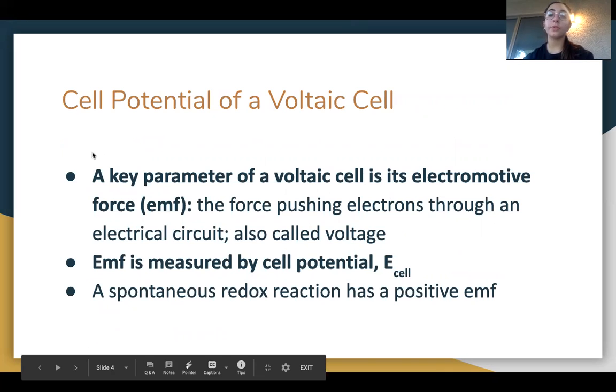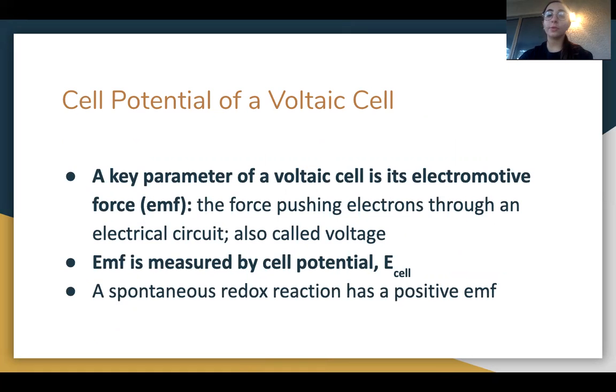So let's go on to the definition of the cell potential of a voltaic cell. A key parameter of a voltaic cell is its electromotive force, which is represented by EMF. It is the force pushing electrons through an electrical circuit, and it's also known as the voltage, a term that we use every day. So EMF is measured by the cell potential, that's E of the cell. You should also note that a spontaneous redox reaction has a positive EMF. If it's non-spontaneous, the EMF will be negative.